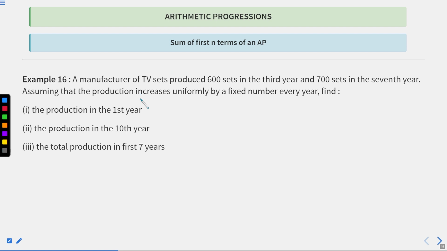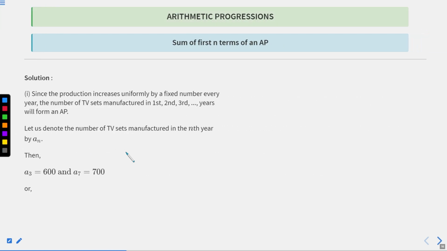Now let us move to the next example. In this example, a manufacturer of TV sets produced 600 sets in the third year and 700 sets in the seventh year. Assuming that the production increases uniformly by a fixed number every year, we have to find the production in the first year. Then, second, the production in the 10th year, and the total production in the first 7 years. So let us solve this example.